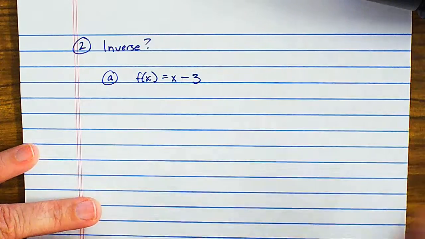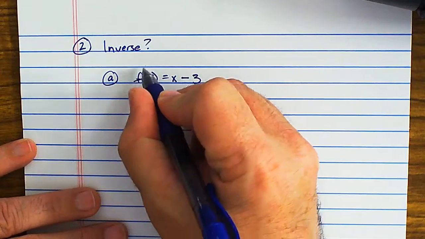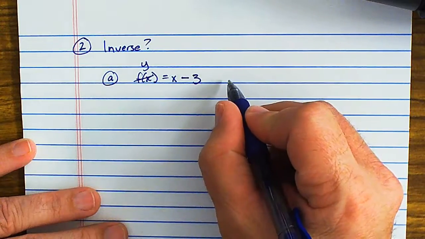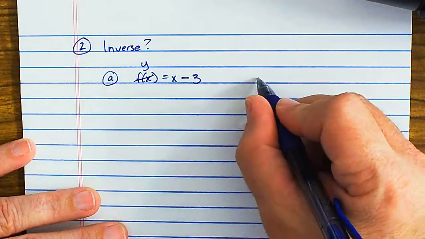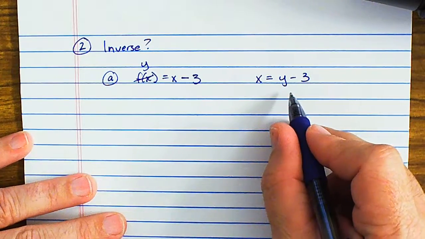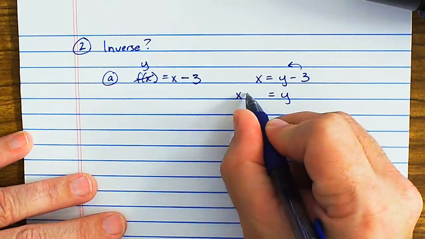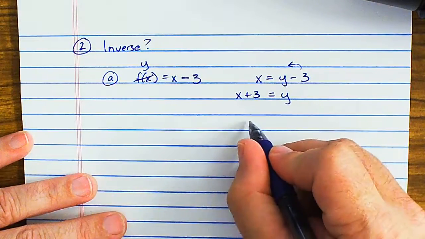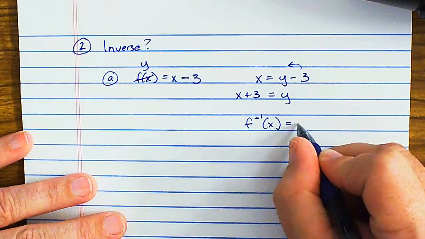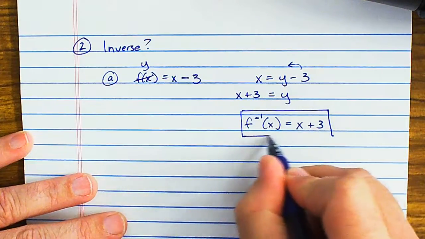All right, question 2 says to find the inverse. So for the inverse, we know that f of x is just a fancy way of saying y. What we want to do is switch the x and the y. So instead of y equals x minus 3, it's going to be x equals y minus 3, and then we just isolate the y. So if I bring this minus 3 over, I get y equals x plus 3, which means the inverse, f negative 1 of x, inverse means negative 1, is x plus 3. Pretty simple.